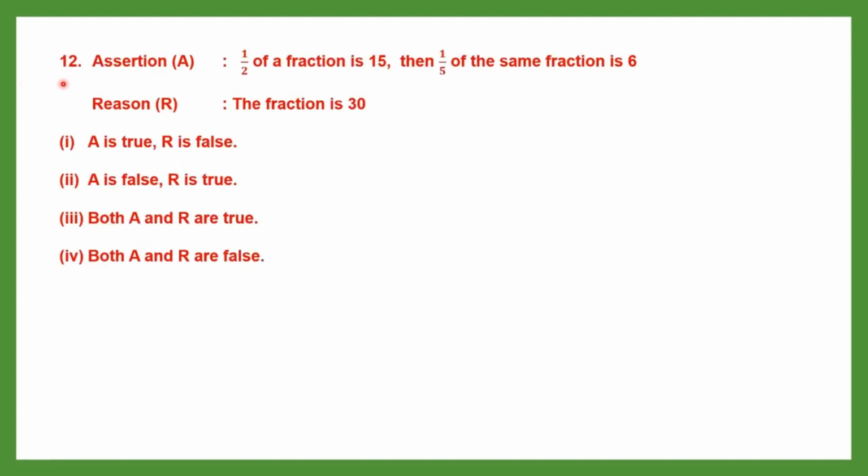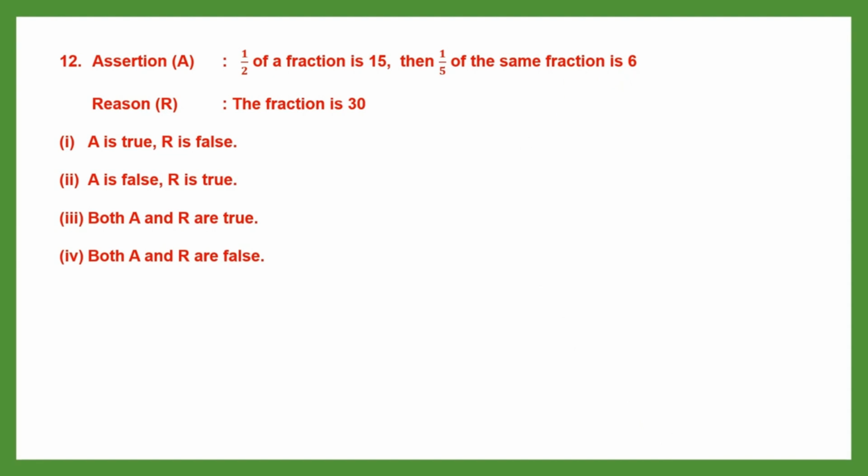We are now moving on to question 12 because question 11 has already been worked out in the textbook. You can find it on page number 82. So let's do question 12. Assertion A states that 1 by 2 of a fraction, we don't know what this fraction is, 1 by 2 of that fraction is 15, then 1/5 of the same fraction is 6. Now we need to find out whether this assertion is true or false. So let's write down that question.